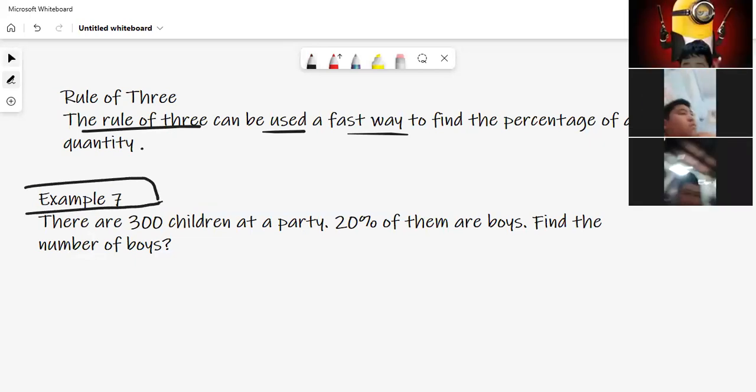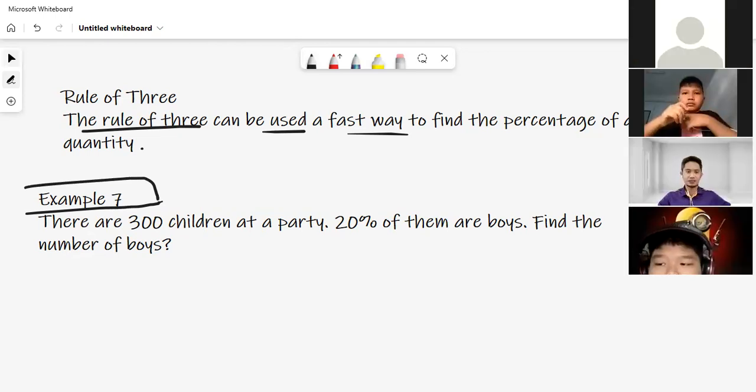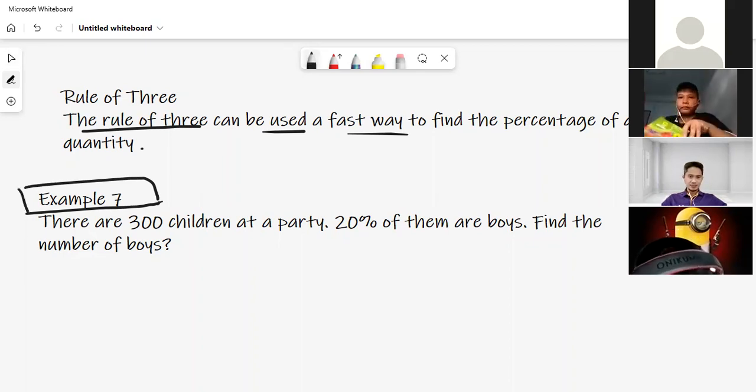I want Patharapon to read the example 7. 300 children at a party, 20% of them are boys. Find the number of boys. Okay, who can understand the problem?